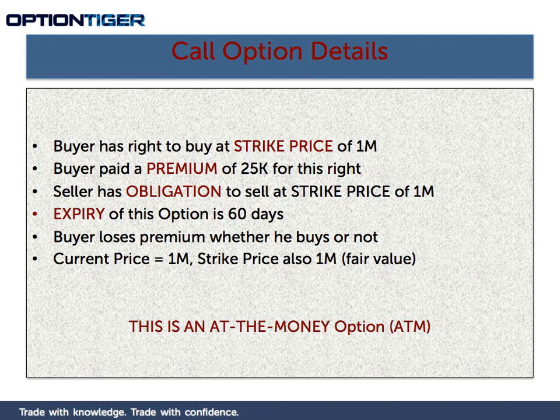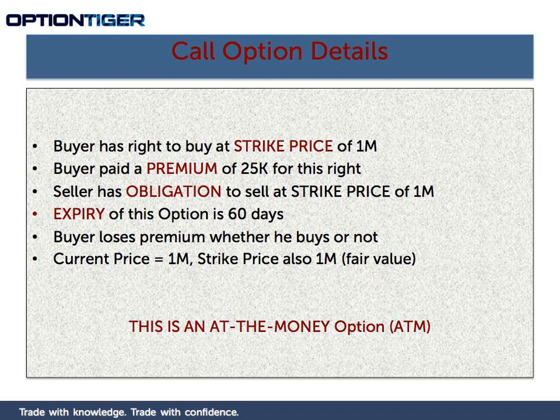The current fair value of this house is $1 million. And our strike price is also $1 million. So in this case, the fair value of the asset and the strike price of our option is the same. It's $1 million. This option is called an at-the-money option. It's at the money because the current price of the house and the strike price is the same. So this is an at-the-money option.